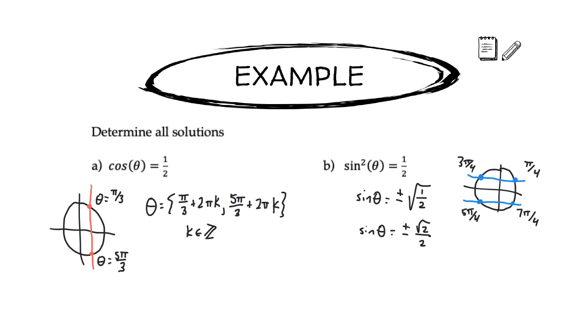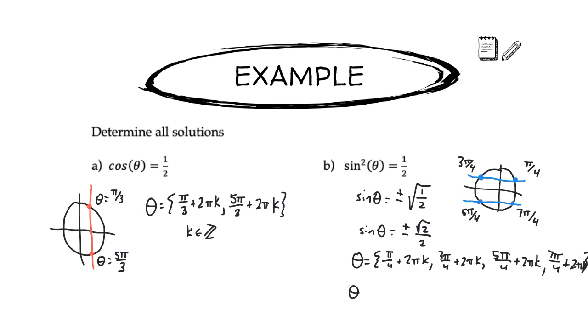Now, when it's time to describe the complete solution set, I have a couple options. One, I can list pi over 4 and all angles that are coterminal to it. 3 pi over 4 and all angles that are coterminal to it. 5 pi over 4 and all angles that are coterminal. And lastly, 7 pi over 4 and all angles that are coterminal.